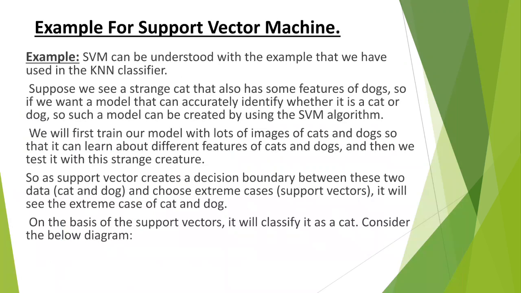We will first train our model with lots of images of cats and dogs so that it can learn about the different features of cats and dogs, and then we test it with this strange creature. As the support vector machine creates a decision boundary between these two data, cat and dog, and chooses extreme cases, the support vectors, it will see the extreme cases of cat and dog. On the basis of support vectors, it will classify it as a cat. Consider the below diagram.